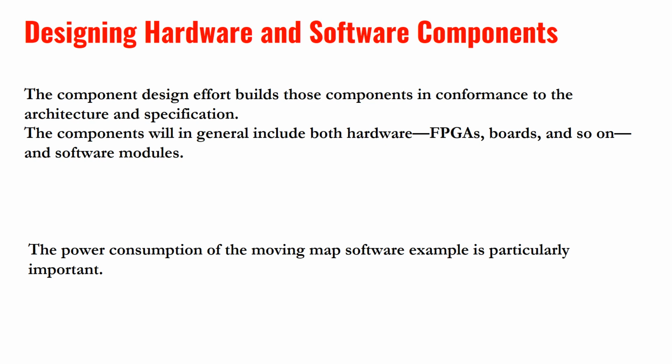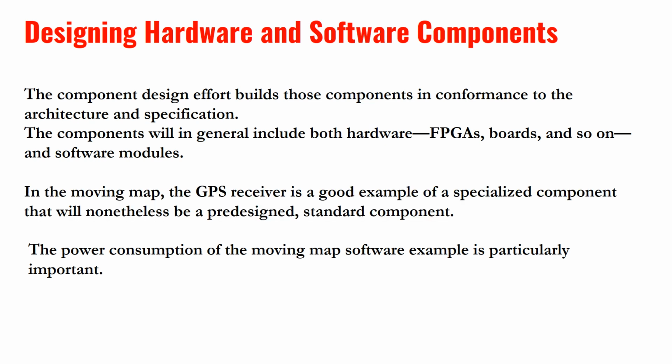The next one is designing the hardware and software components. Once we have the architecture of the hardware and software components, we need to design them. The major question is whether we are going to use a predefined part or design the actual part of the hardware or software component. For example, if you are using an FPGA as a hardware component, whether we use a predefined one or design the FPGA boards or any other processor.